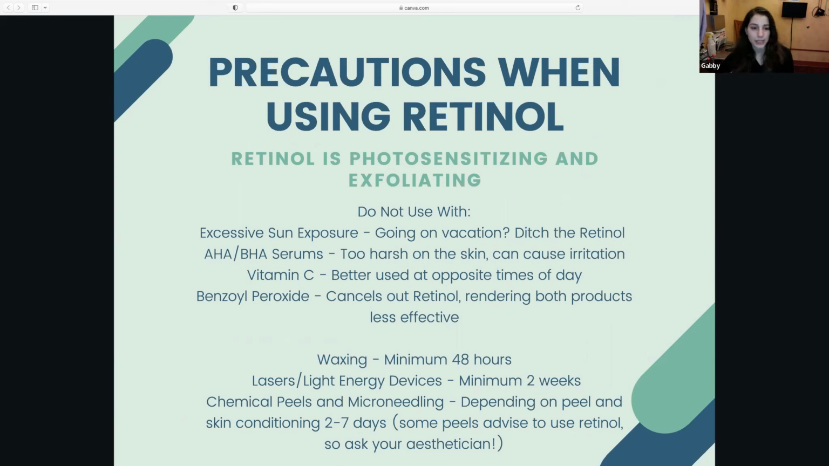Also AHA, BHA serums. So, I have a salicylic acid serum that I use for acne. I would not use that serum on the same night that I use retinol. I would have them separated.